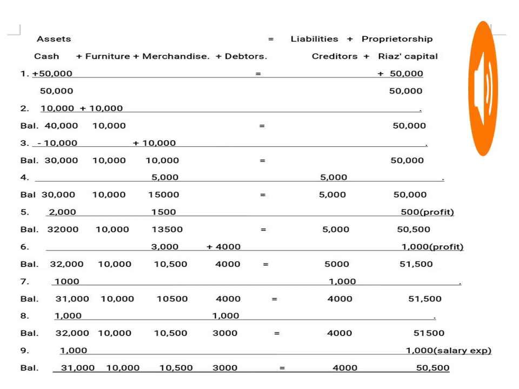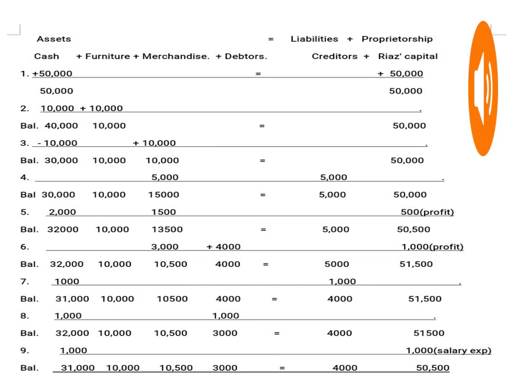This transaction again affects only the asset side. Cash is decreased by the amount of rupees 10,000, and one more asset, merchandise, is added with the amount of rupees 10,000. If you add these three assets, the amount is 50,000, which means that both the debit and credit sides are equal. Now there is transaction number 4. Purchased merchandise from Ali for rupees 5,000 on credit.